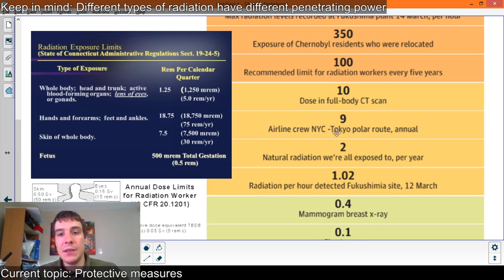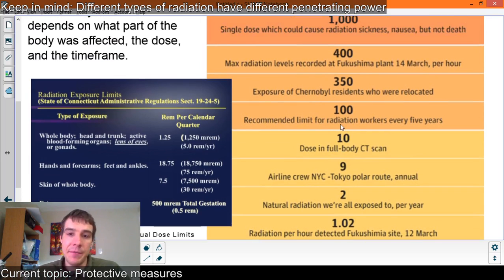New York City to Tokyo, an airline crew, remember that the radiation workers, they can get up to 9 millisieverts a year just going back and forth from New York to Tokyo, because it's a big long flight and they're up in the upper atmosphere a lot more, and they have less protection from the air above them, so those cosmic rays are coming in. But even that is less than a full body CT scan, so you can only get a few of these a year, or else you go way over your limit very quickly.